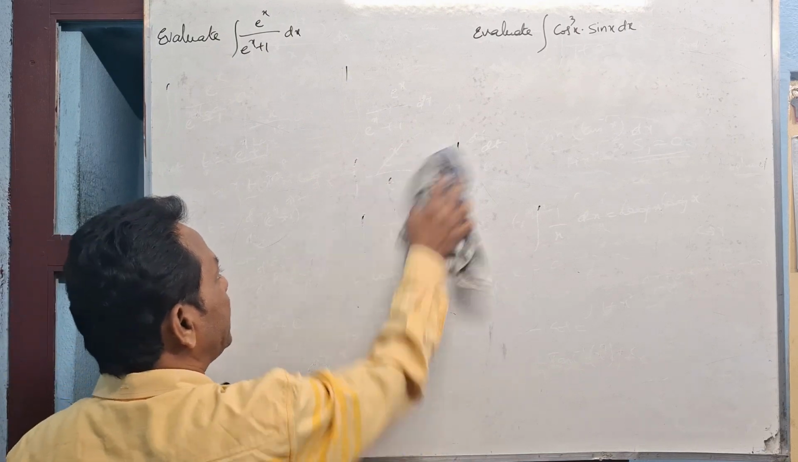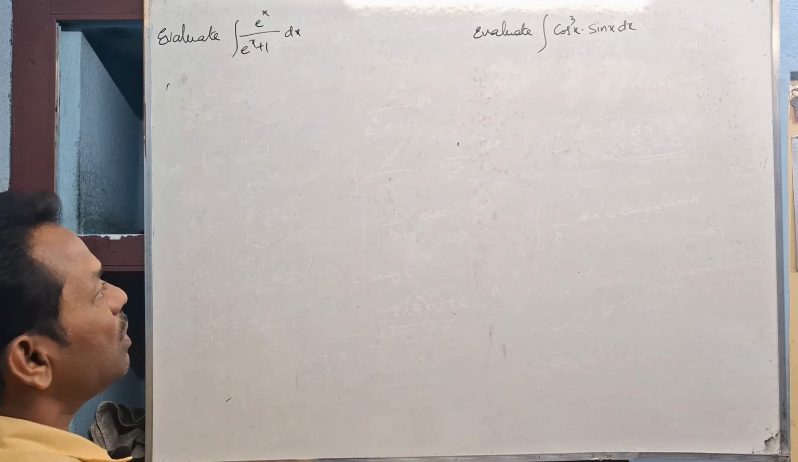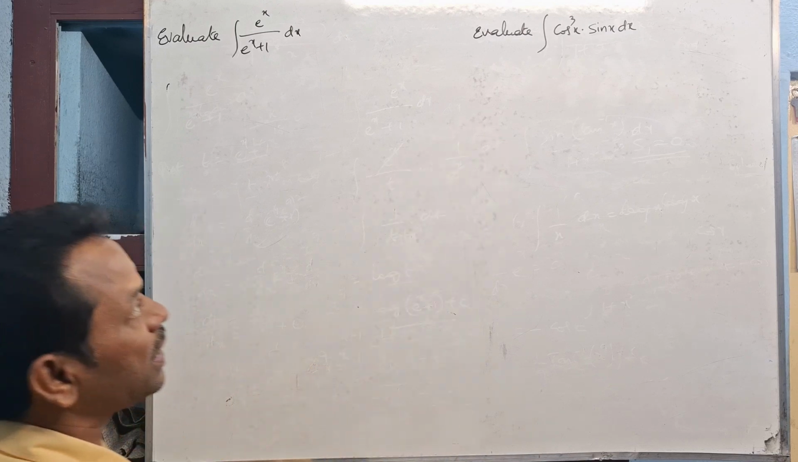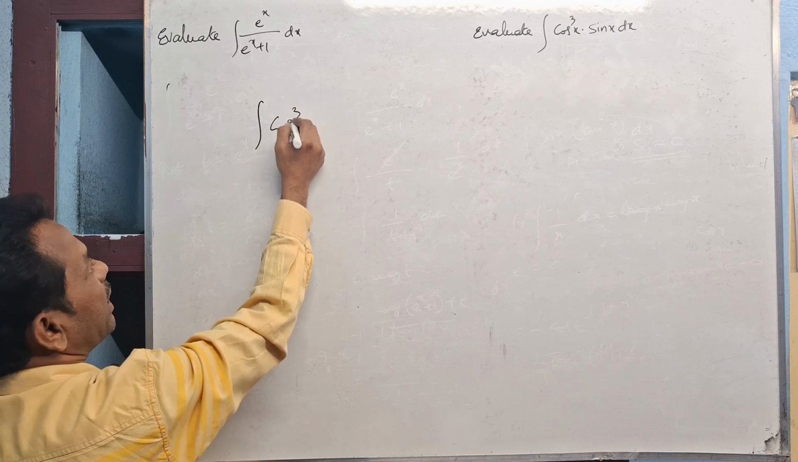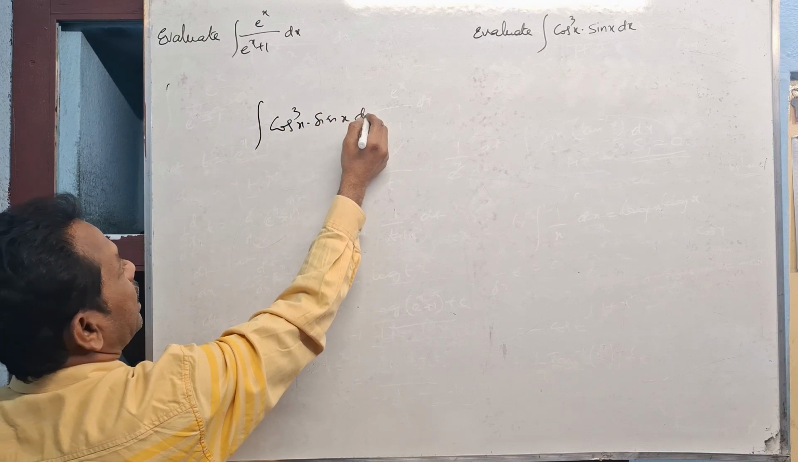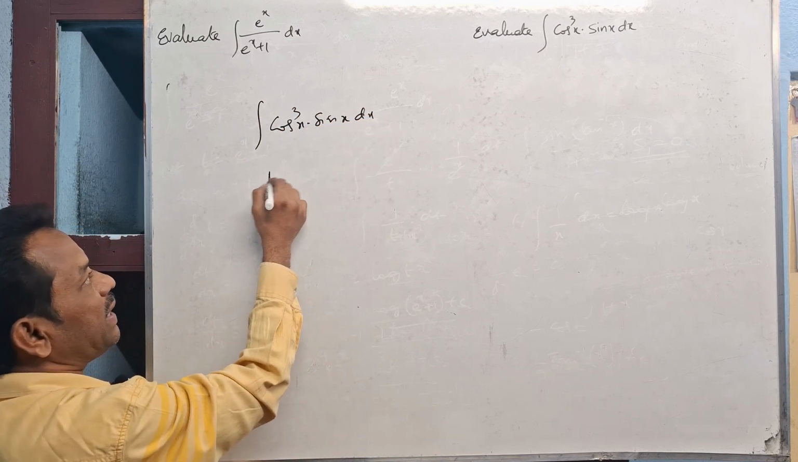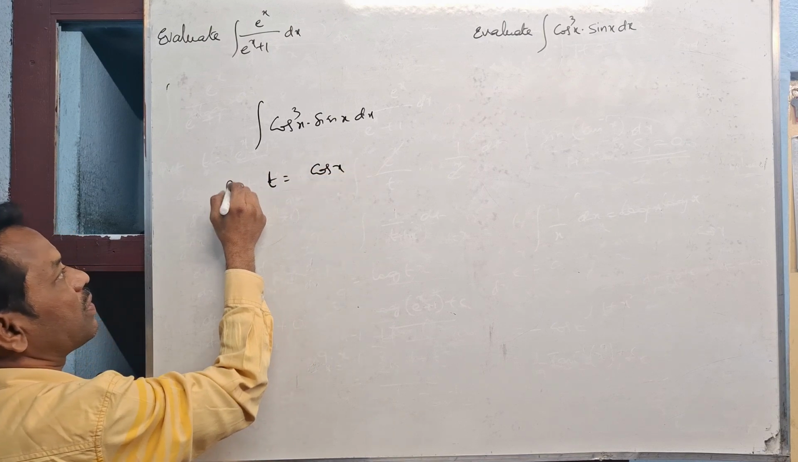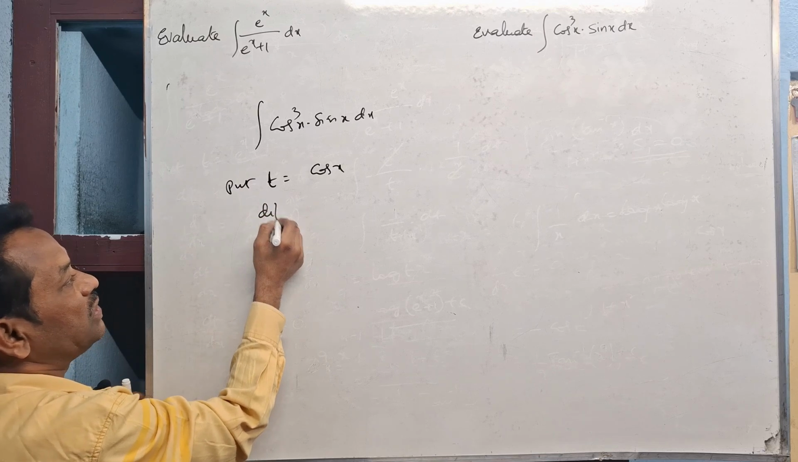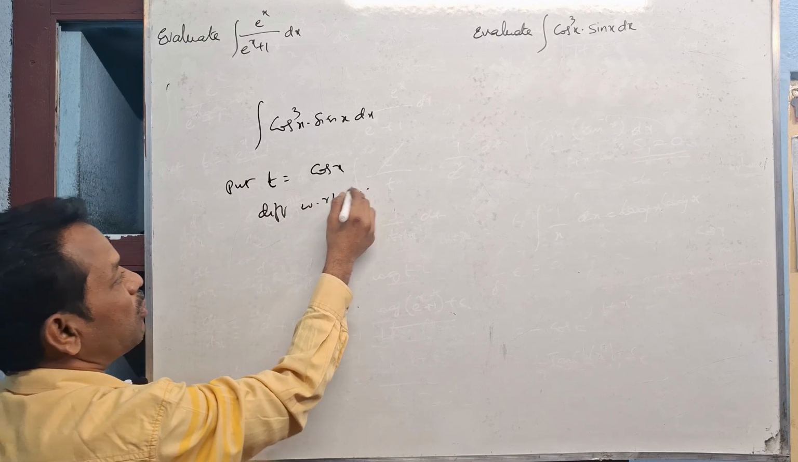In the second question, we need the value of the integration of cos cubed x into sin x dx. So we need cos cube x into sin x dx. Now, let me take t as cos x. Now we'll go for differentiating with respect to x on both sides.